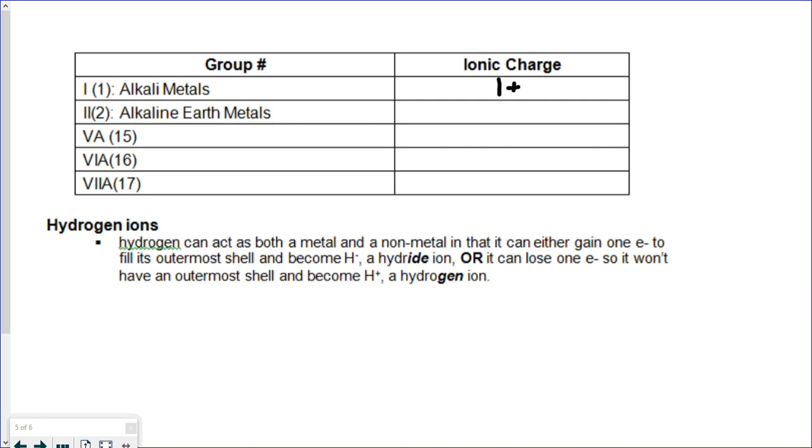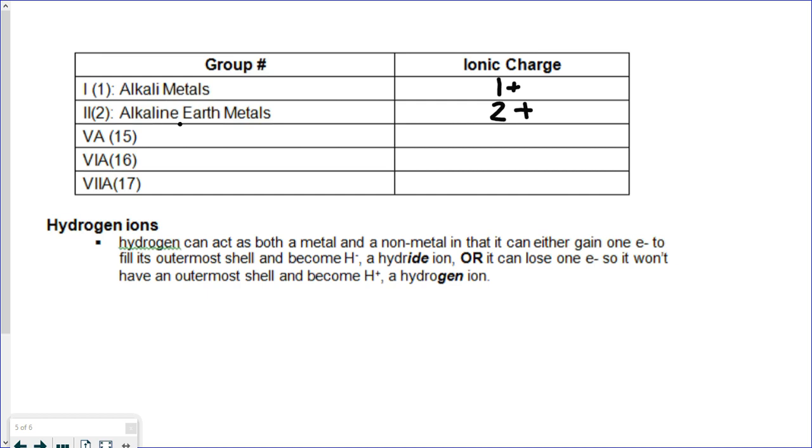Alkaline earth metals, that's your group 2, form a 2+ charge. Then we kind of ignore the transition metals, groups 3 through 12, because they don't really follow the rules so well. But some of our other special groups, like group 15, at least for our non-metals, are the ones above the staircase.